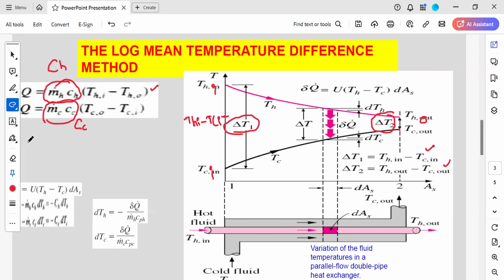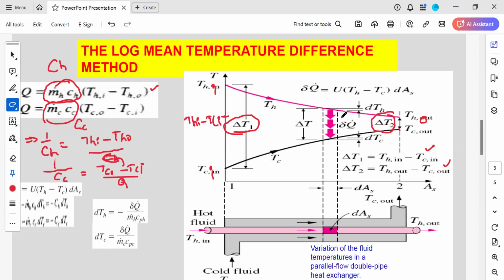From this we can write 1 by CH equal to THI minus TH naught divided by Q. Similarly, 1 by CC can be written as TC naught minus TCI divided by Q.